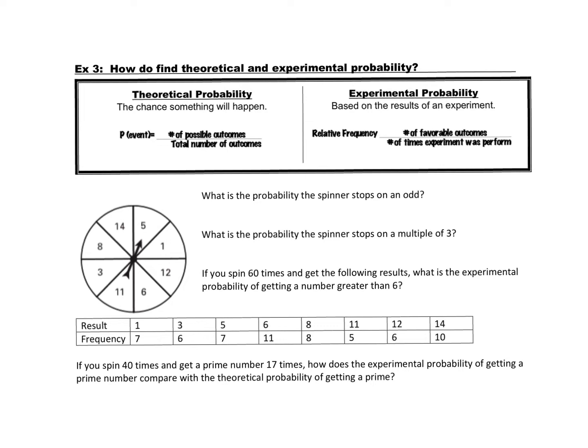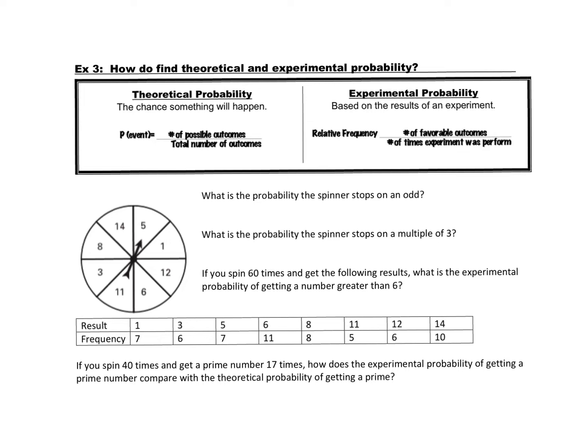All right, example number 3. How do I find theoretical and experimental probability? Well, the difference between theoretical probability and experimental probability is that theoretical probability is the chance that something will happen. So if I had a number cube or a dice, what is the chance of rolling a 6? Well, I have a 1 in 6 chance. So that would be the theoretical probability.